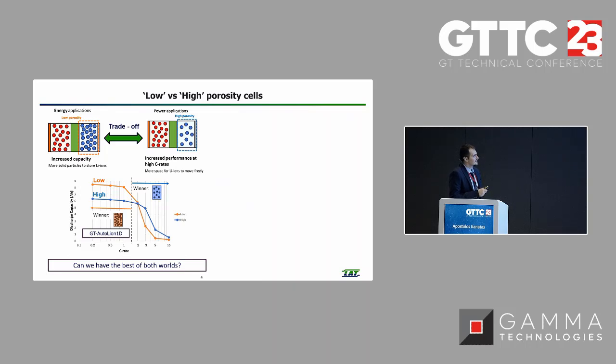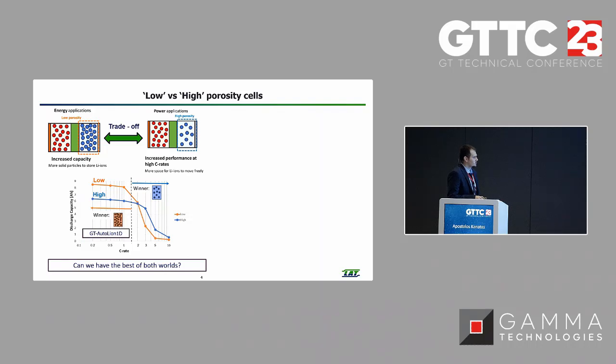But first, let's highlight some points as regards porosity. There are 2 types of electrodes, ones with low porosity and ones with high porosity. Low porosity electrodes are for energy applications, because there are more solid particles to store lithium ions, and thus they display increased capacity, and high porosity electrodes are for power applications, as there is more space for lithium ions to move freely, and thus they display increased performance at high C rates.